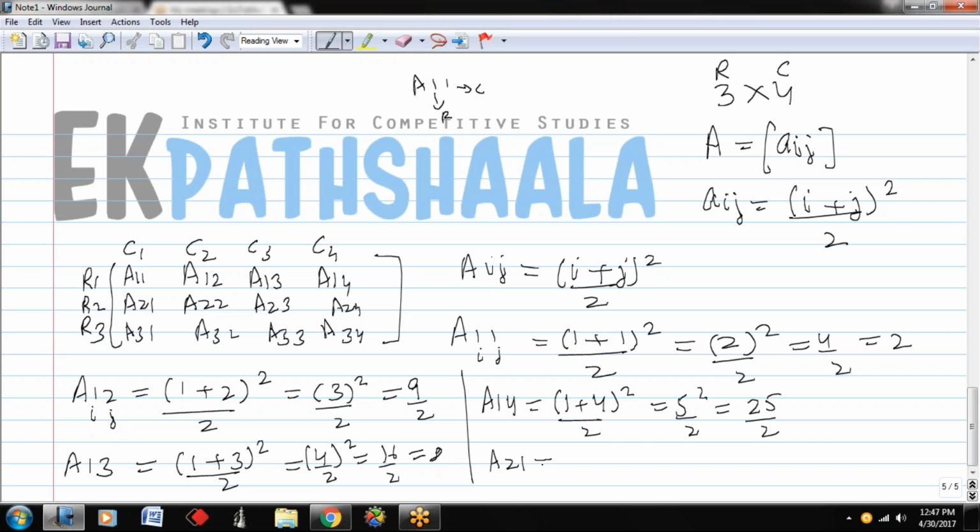I'll find one more for you. A21. Now i becomes 2, j becomes 1. 3 square divided by 2. The value becomes 9 by 2. Is that okay? Start finding all the values. Find out these values and let me know.